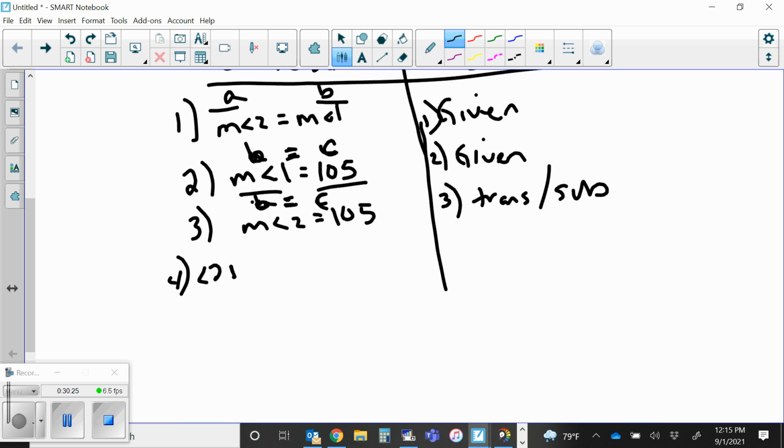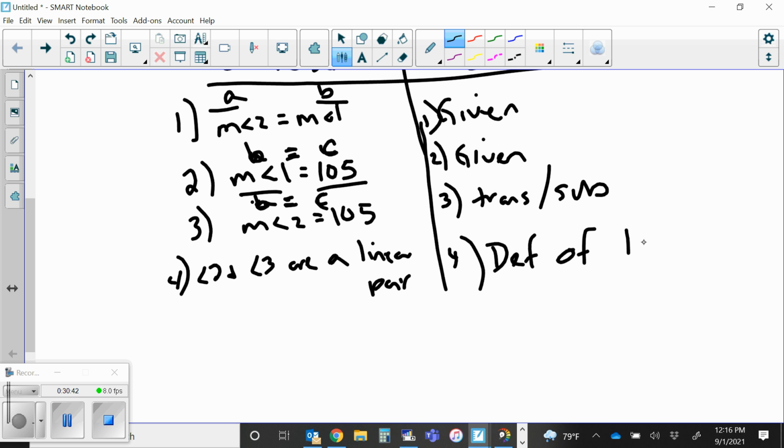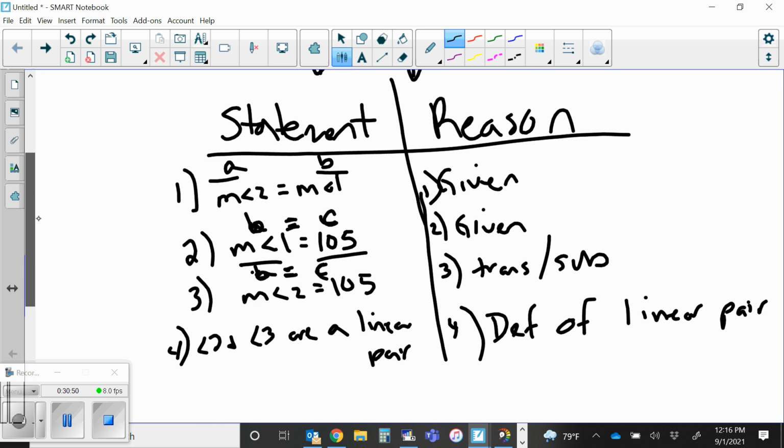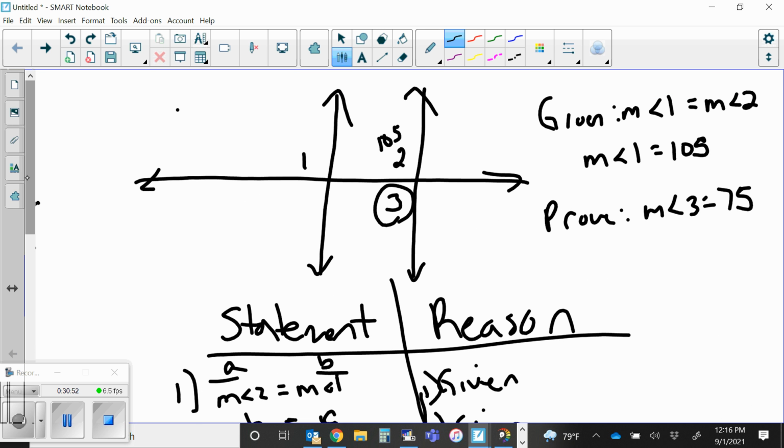Angle 2 and angle 3 are what? A linear pair. And the reason we can say that is because that's the definition of a linear pair. Yes. So if angle 1 and angle 2 are the same, right, wouldn't they just be parallel, and then we can figure out what 3 is from there? Since it's a line.